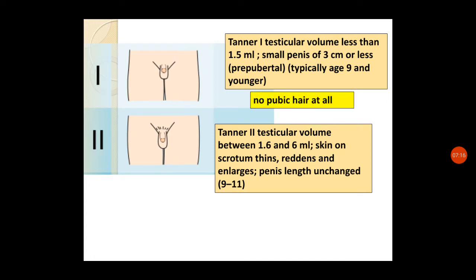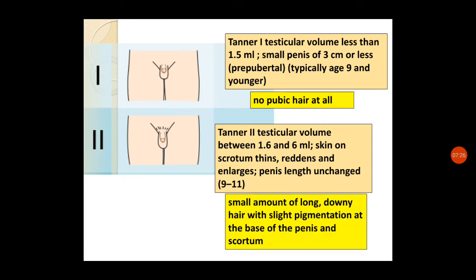Okay. So in stage 1 there is no pubic hair at all, like in females. In Tanner 1 there is no pubic hair at all, and in stage 2 there will be a small amount of long downy hair with slight pigmentation at the base of the penis and scrotum. So at the base of the penis and the scrotum, you can see some amount of hair. That is stage 2.